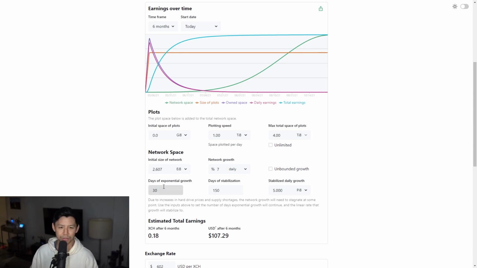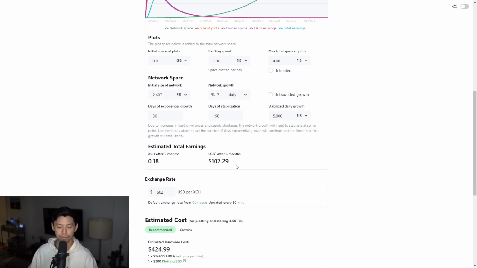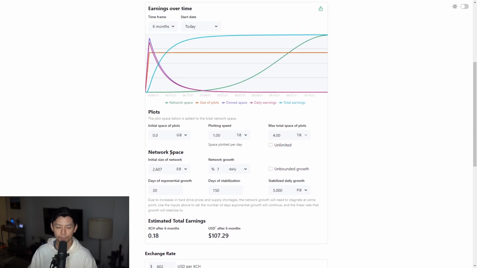let's say 30 days. You know what, screw it. Let's just say 30 days, right? If you're plotting at 1 terabyte a day, and then you end up with 4 terabytes, you're making like no money, right? Look at that, $107.